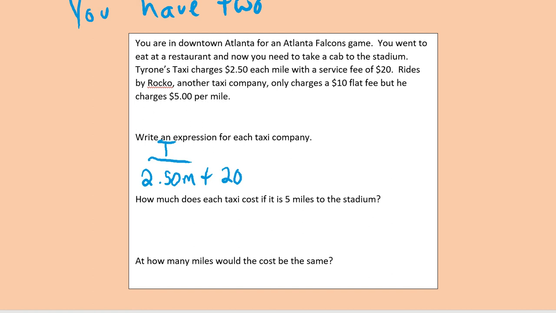All right? So Tyrone, the M, I used an M because I want to use it for miles. Like, I don't want to get confused here. I don't know what I'm solving for. If you used X, it's not going to be wrong. It just makes more sense to put an M. Rides by Rocco. Rocco, he has a $10 flat fee, and he charges $5 per mile.